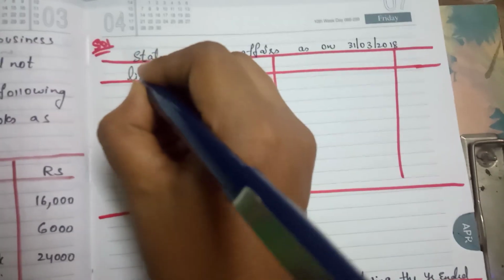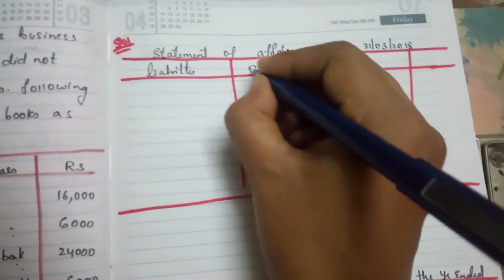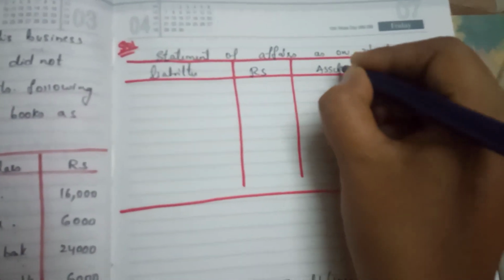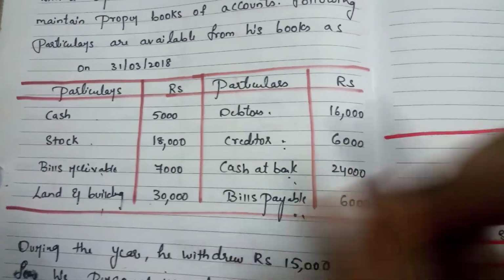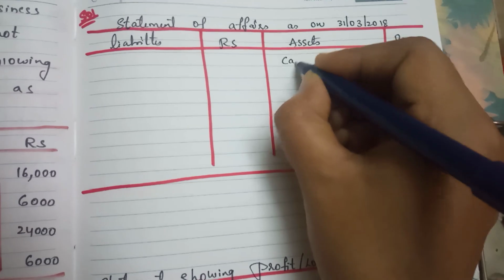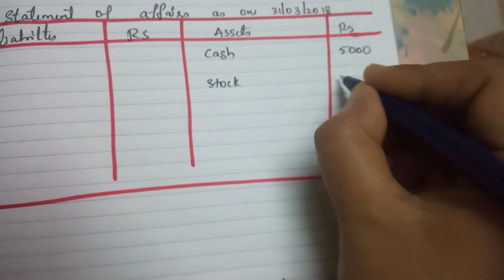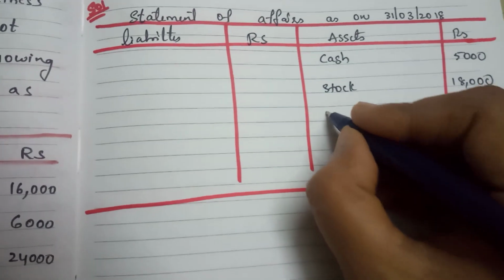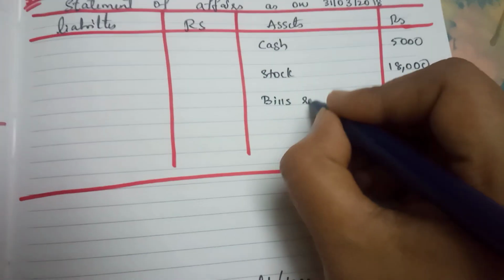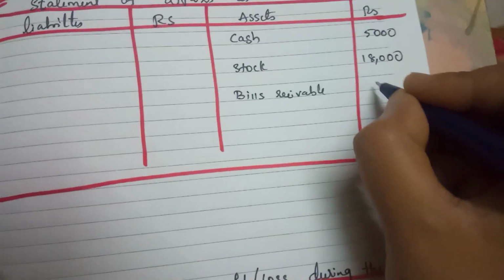So here liabilities, rupees, assets, rupees. Okay, so here first we'll start with cash. Cash is an asset. How much is the cash you have? 5,000. So I'm recording 5,000. Next you have stock 18,000. Stock is 18,000. Okay, and next we have bills receivable, 7,000.